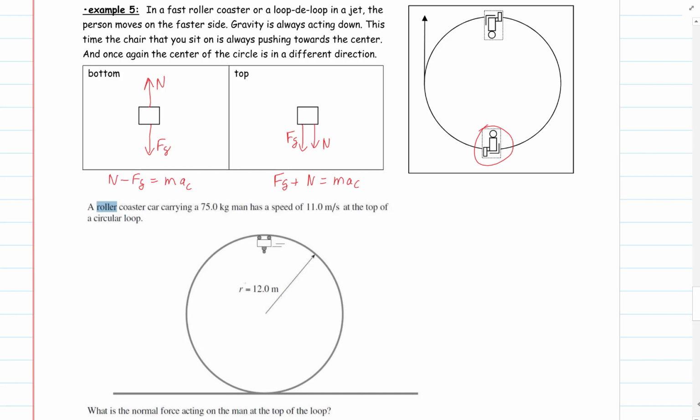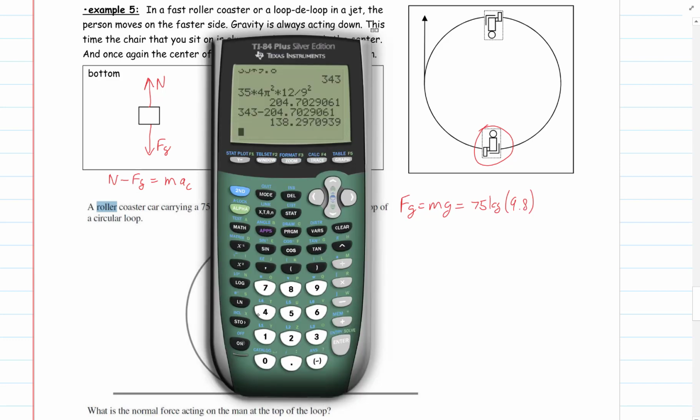So let's try this question out on a roller coaster. A roller coaster carrying a 75 kilogram man has a speed of 11 meters per second at the top of the circular loop. What is the normal force acting on the man at the top of the loop? So let's again just calculate the man's weight, mg: his mass is 75 kilograms times 9.8. 75 times 9.8 will equal 735.